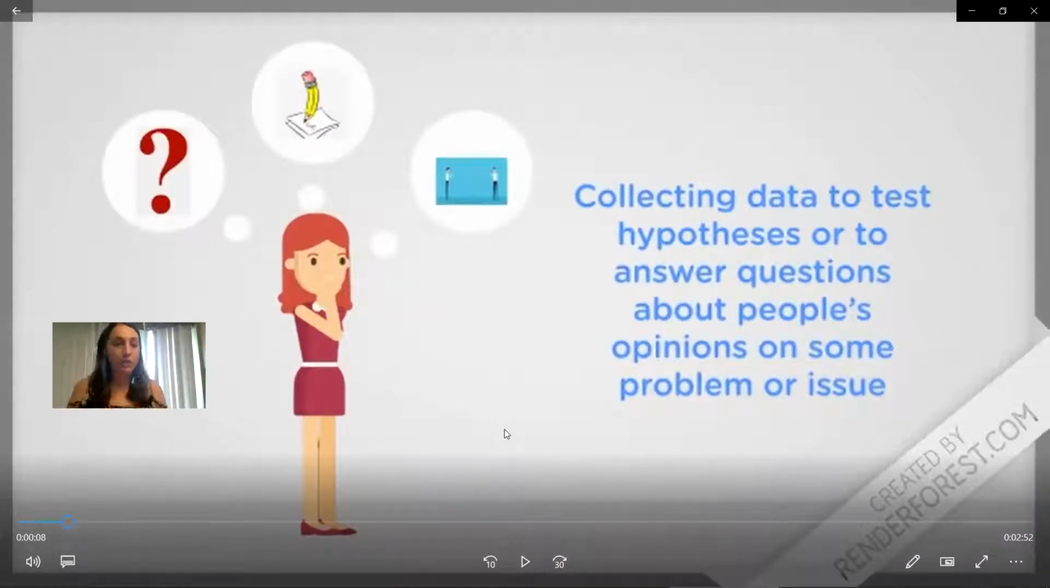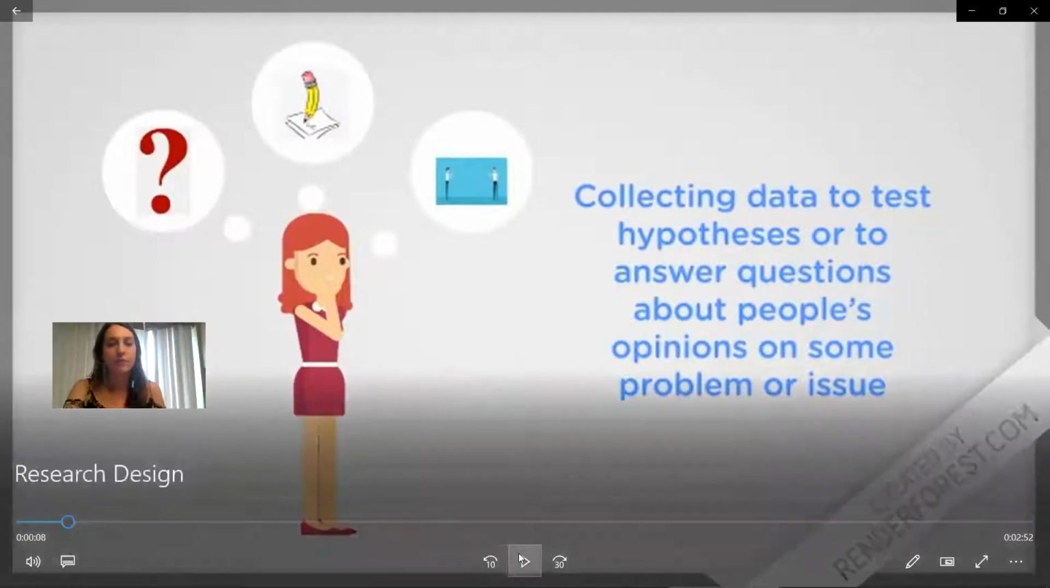So first off, what is survey research? Survey research is collecting data and testing a hypothesis, and you are doing this by questioning people's opinions about some problem or issue. This can be done through multiple forms, and I'll use some examples later and describe this in more depth to give everyone a broader idea of what specifically we're looking at. But this is just the definition to start off.